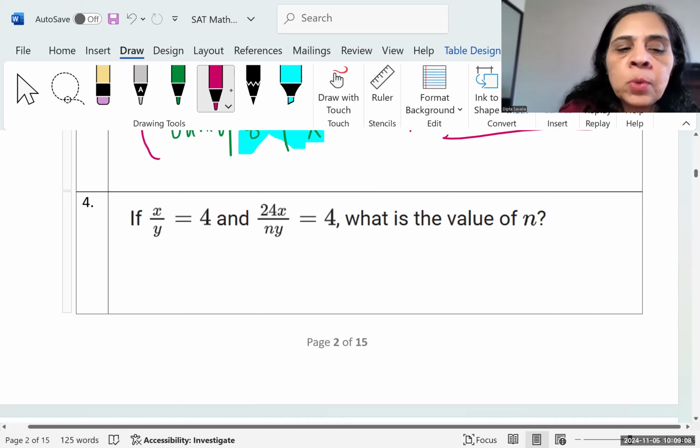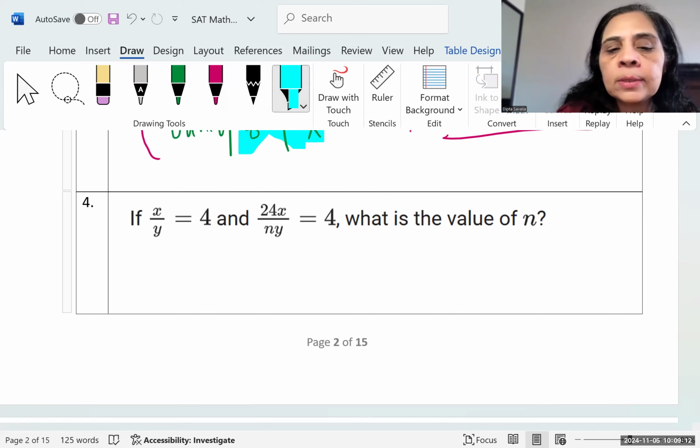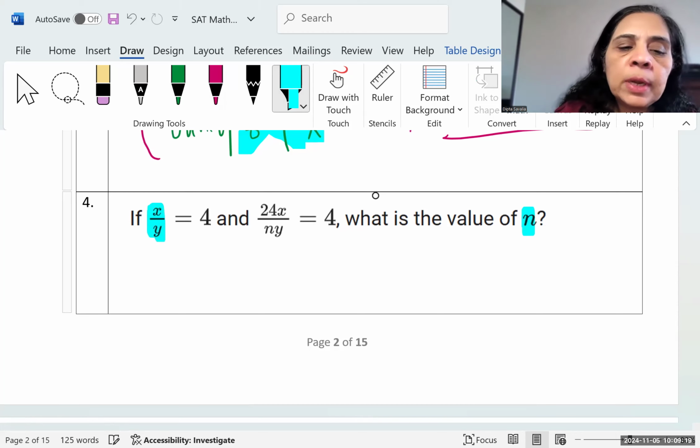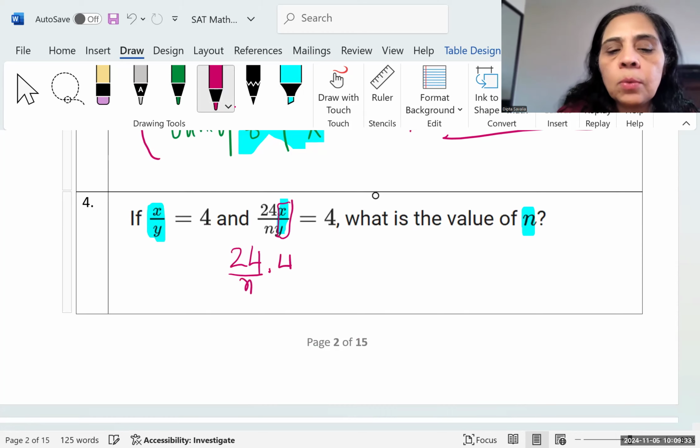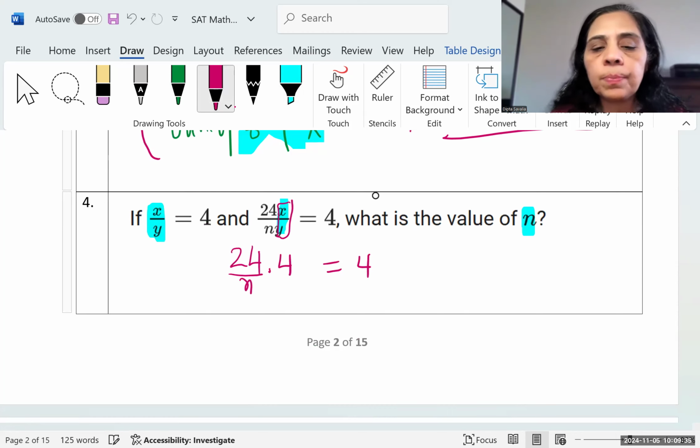All right, x over y equal 4 and 24x over ny equal 4. What is the value of n? So this space is given x over y equal 4. Look at this. We have exactly same here. So we can just plug in. Instead of that, we can write 4. So we can see here 24 over n times 4 equal 4. And now we can solve for n.